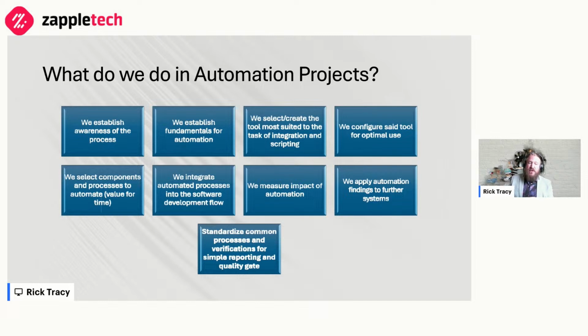In the end, we're also measuring the impact and applying that automation to any further systems that might be useful to do so. And in essence, what we end up doing is we standardize those common processes and verifications to report simply and to go through quality gates based on the criteria that we want to have. So we don't lose sight of the fact that all of this is supposed to support testing by standardizing in this case, or by making a process easier.